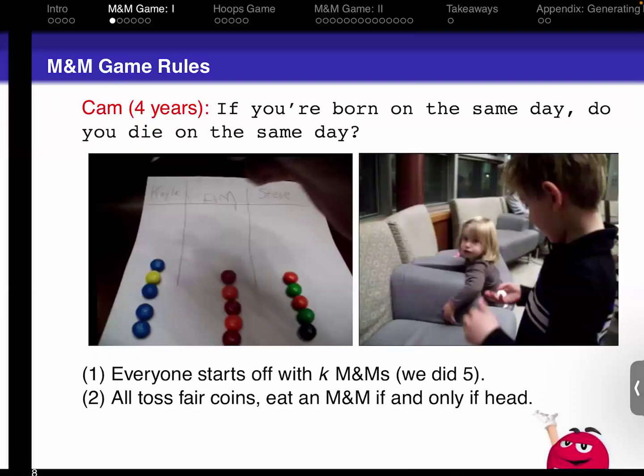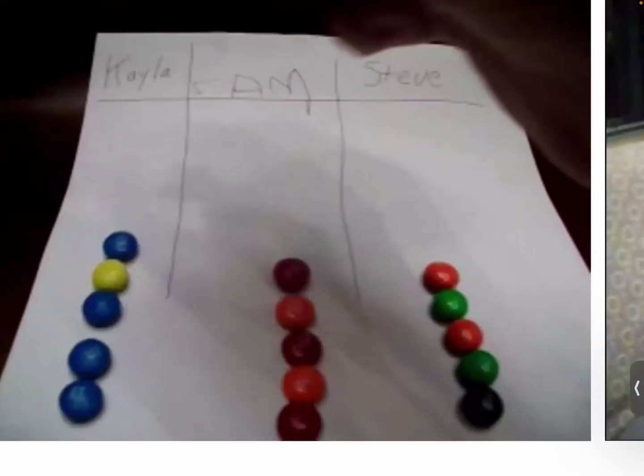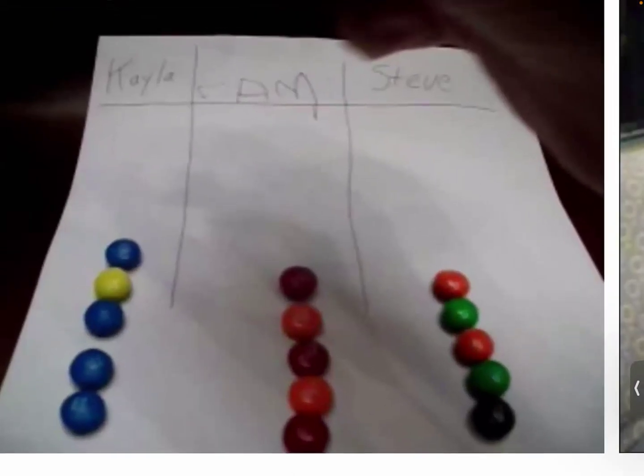And so we came up with the M&M Game. Everybody starts off with the same number of M&Ms. We did 5 because with the little crappy bag of M&Ms I had in my bag, that was as much as I could do. And we all tossed a fair coin at the same time. If it landed on a head, you ate an M&M. If it landed on a tail, you didn't. My daughter still remembers the game she played where she got 5 straight heads and got to eat her M&Ms as fast as possible. Do you notice anything about the M&Ms?